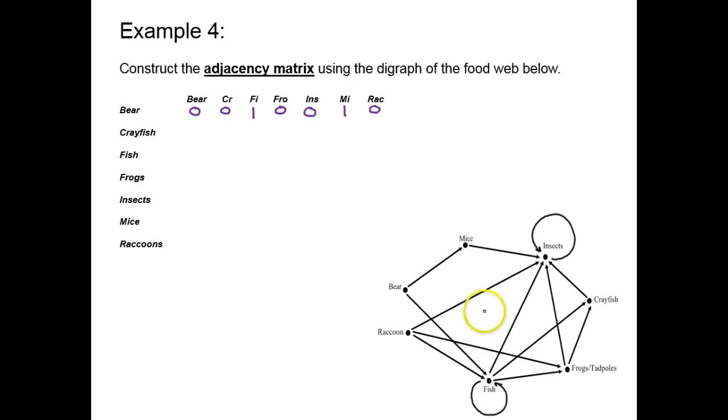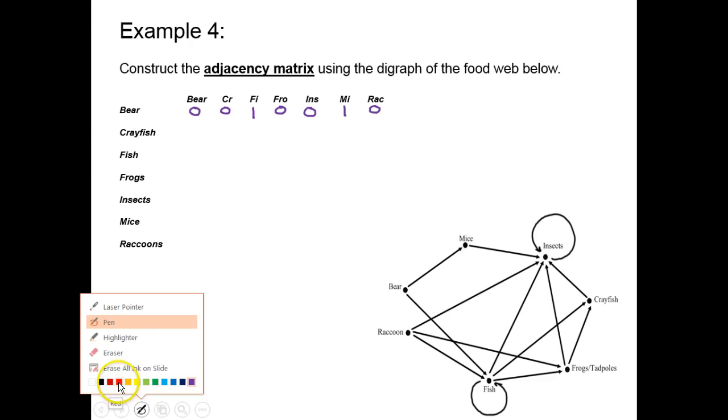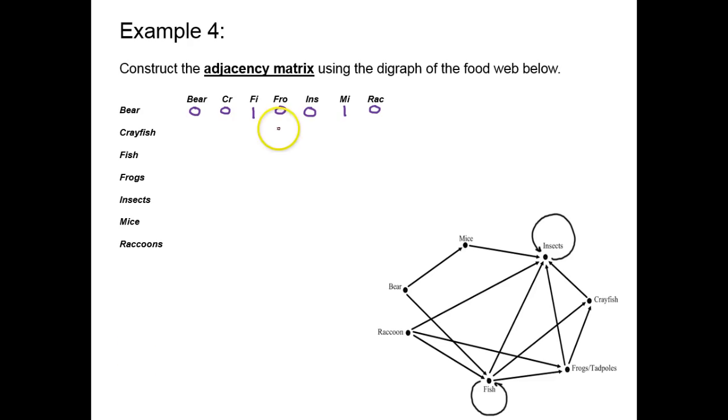What do crayfish eat? Let's see. Crayfish eat insects, and that's it. There's only one arrow going away from crayfish, and that's to insects. So crayfish eat insects, so I'm going to put a 1 right there. Maybe I'll change colors. I'll make this easier. Alright, crayfish eat insects and nothing else. So I'm just going to put zeros everywhere else.